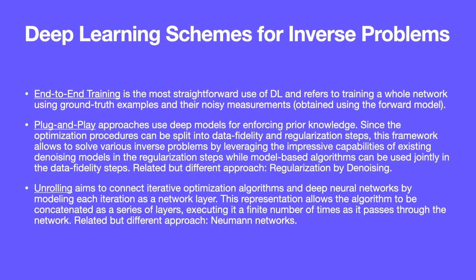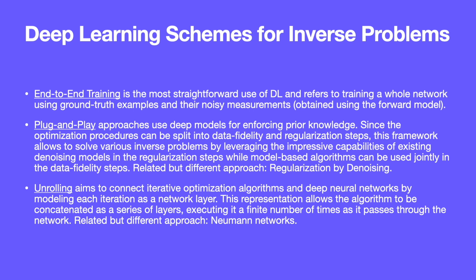To get better reconstructions, nowadays researchers use deep learning, and there are many schemes to utilize deep learning for solving inverse problems. The first strategy is end-to-end training. It refers to training a whole network using ground truth and their reconstructions. The second method is plug and play. It uses deep denoisers to enforce prior knowledge. And the third one, unrolling, unrolls the optimization procedure as deep neural blocks in our deep architecture.